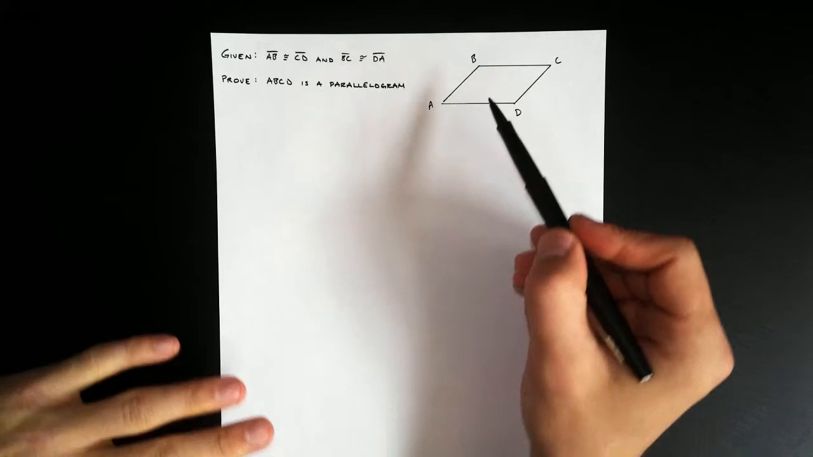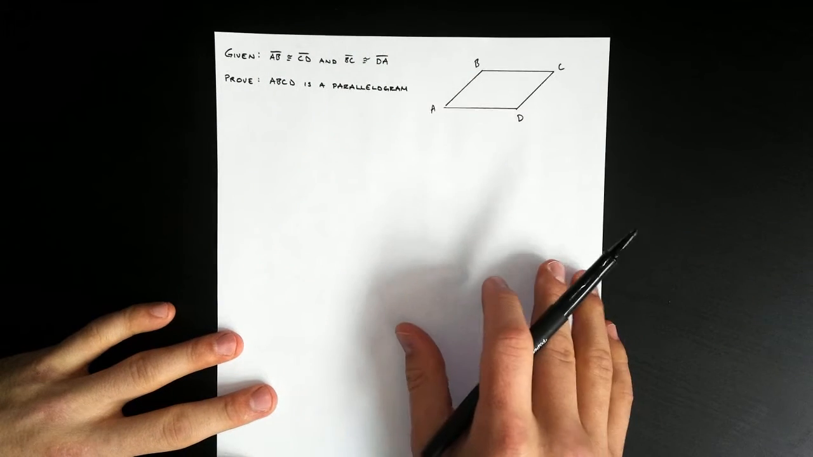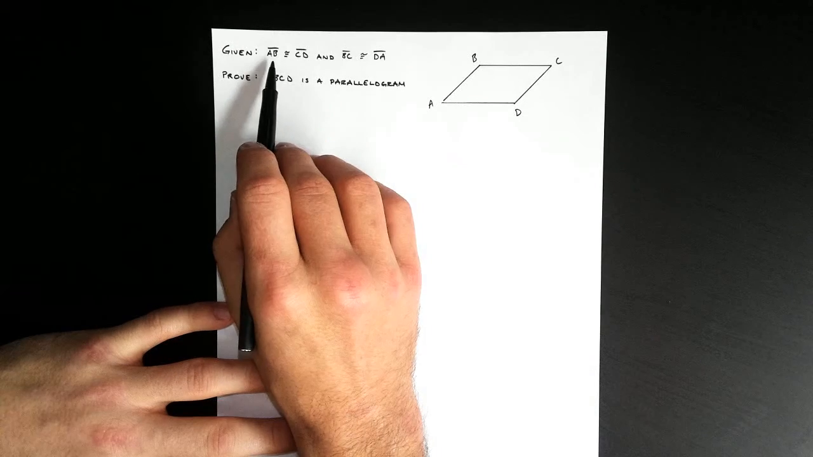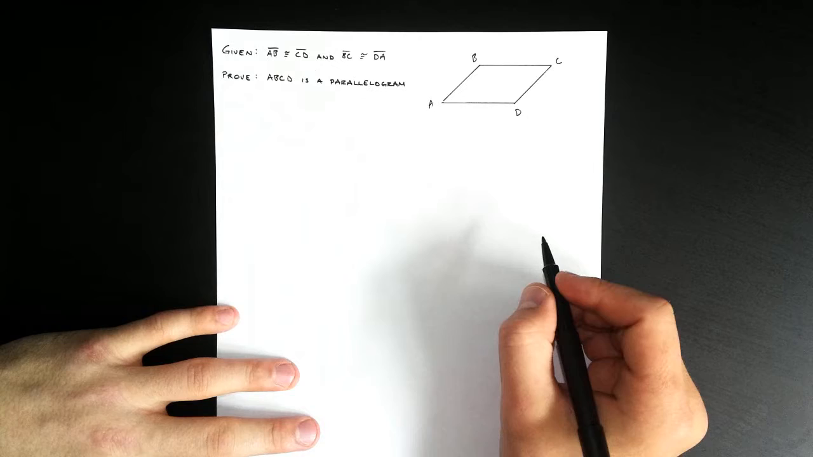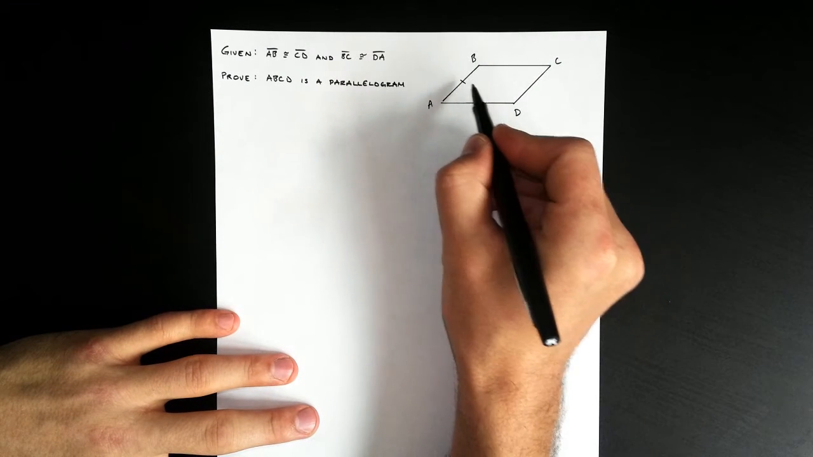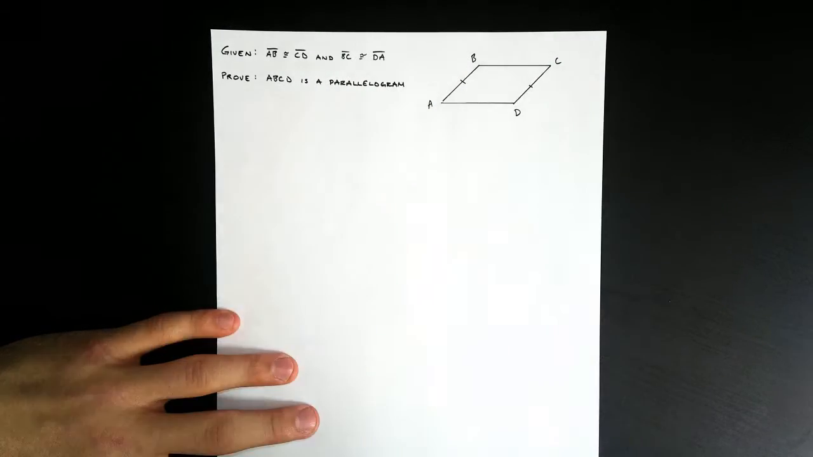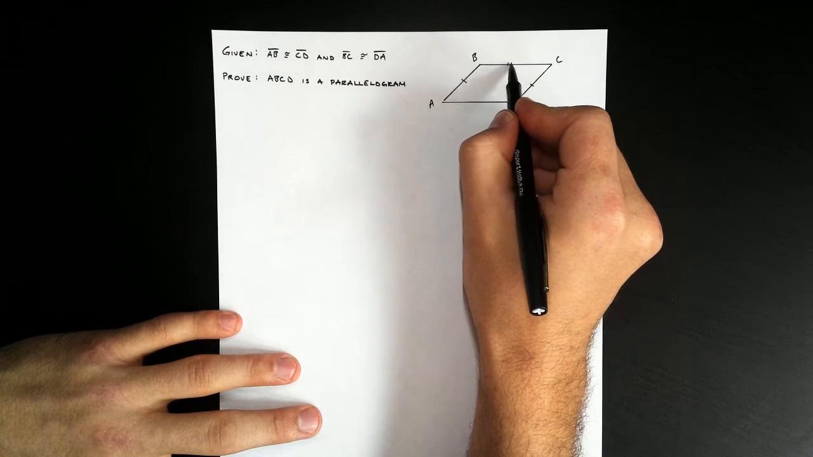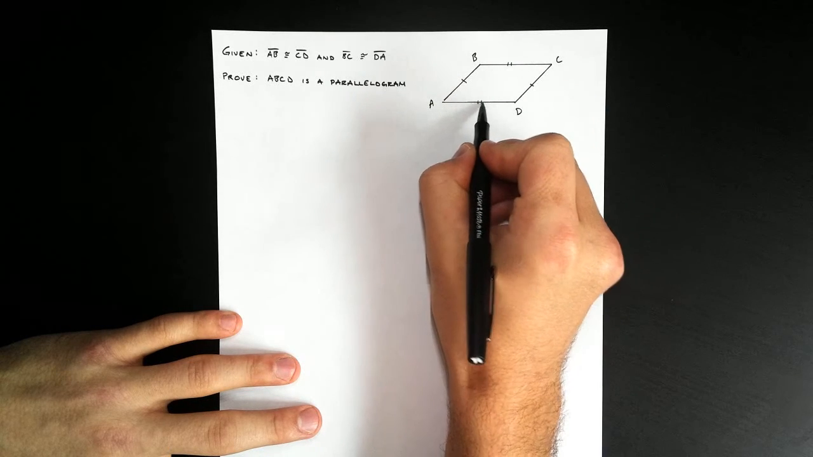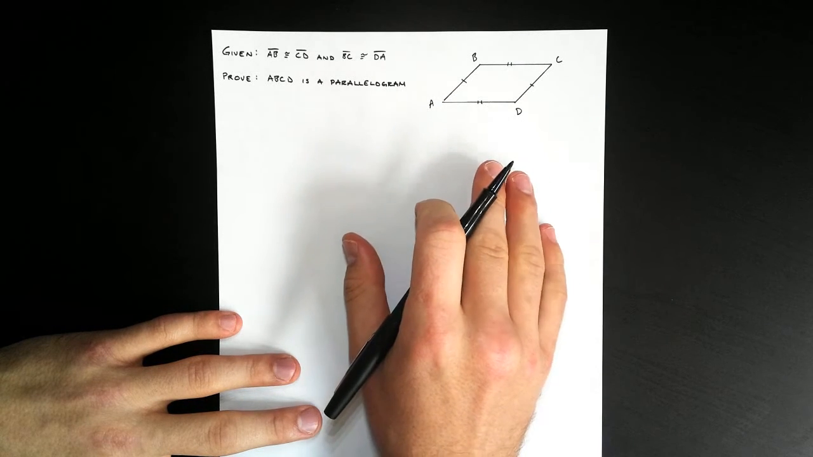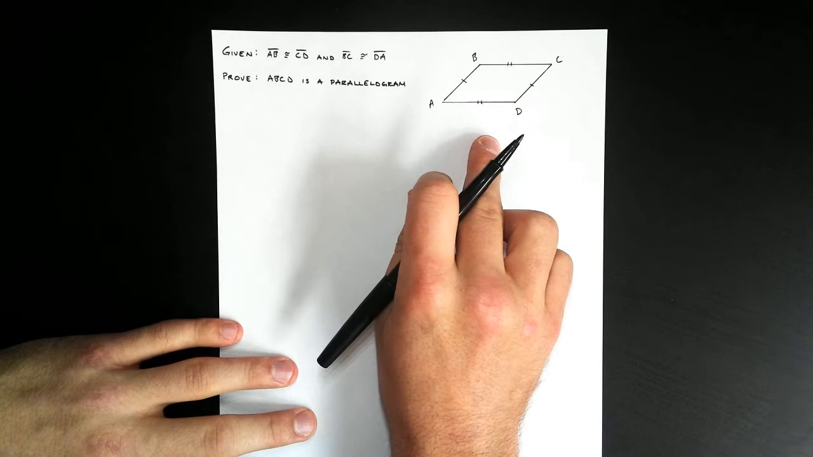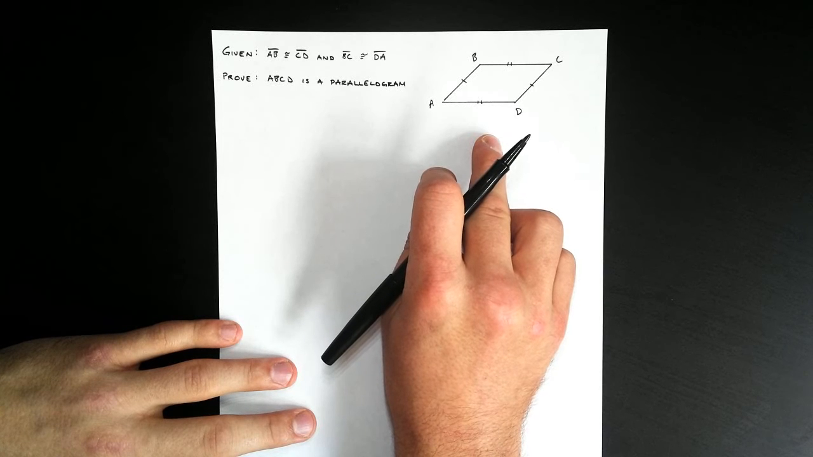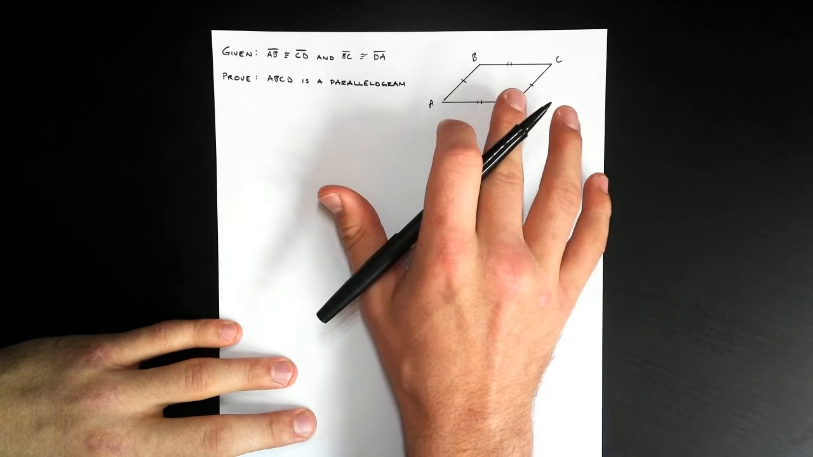So here I have just a quadrilateral. We don't know if this is a parallelogram yet. That's what we are going to show. So my given information is that the two pairs of opposite sides are congruent to each other. So we know that AB is congruent to CD, and we also know that the other pair of sides, BC, is congruent to AD. So that's what we get to start with, and we want to show that this is a parallelogram. The way that we have to do that is by using the definition of a parallelogram, which is that the opposite sides are parallel to each other.